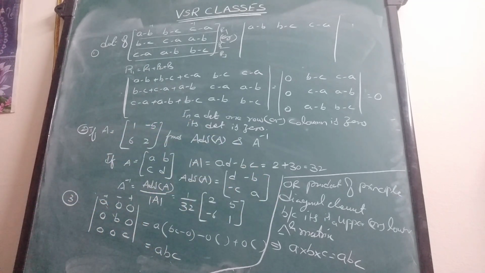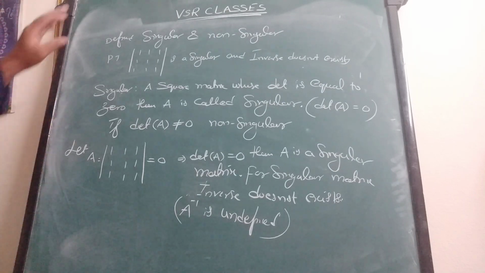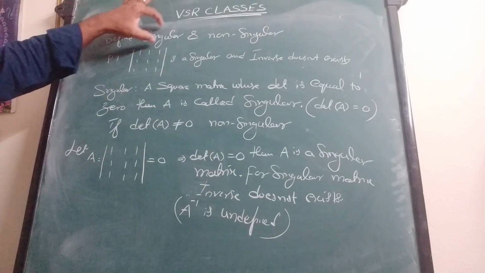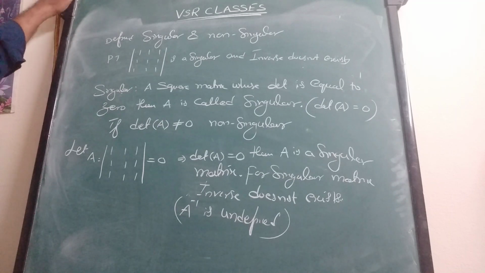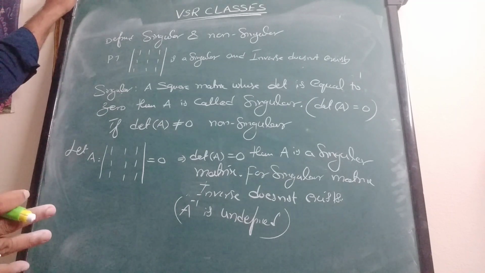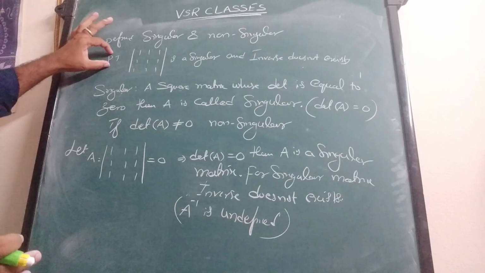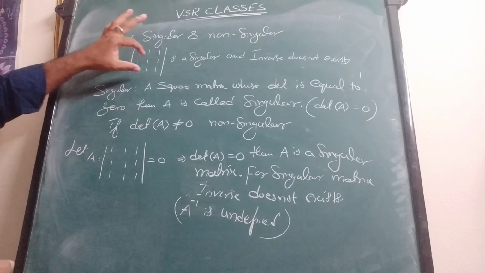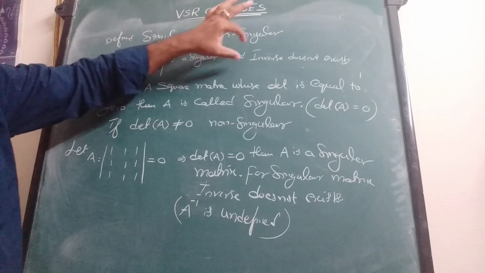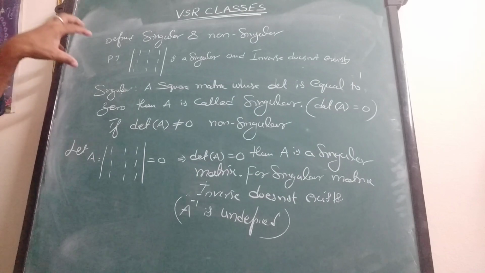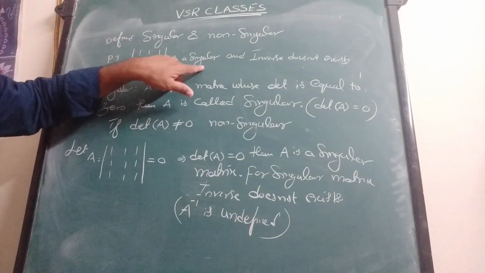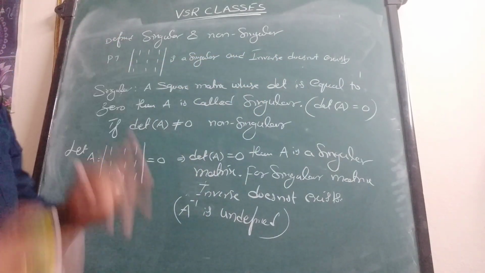Okay. Now we'll go for the next one, children, see here. Define singular and non-singular matrix. Prove that the matrix 1 1 1, 1 1 1, 1 1 1 is singular and its inverse does not exist. We have to prove that it is singular as well as that the inverse does not exist.